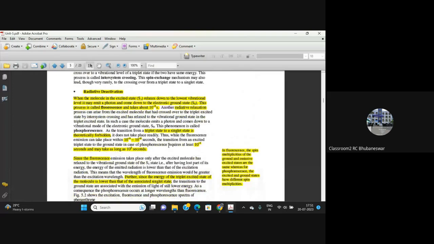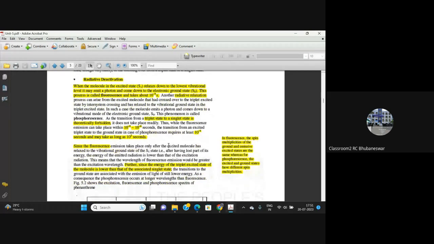Then radiative deactivation, which we already discussed by showing the figure. However, we'll discuss it thoroughly. When the molecule in the excited state relaxes down to the lowest vibrational level, it may emit a photon and come back to the ground state. This process is known as fluorescence, which I have already told you by showing the figure, and it takes place on the time scale of nanoseconds, 10 to the power minus 9 second.